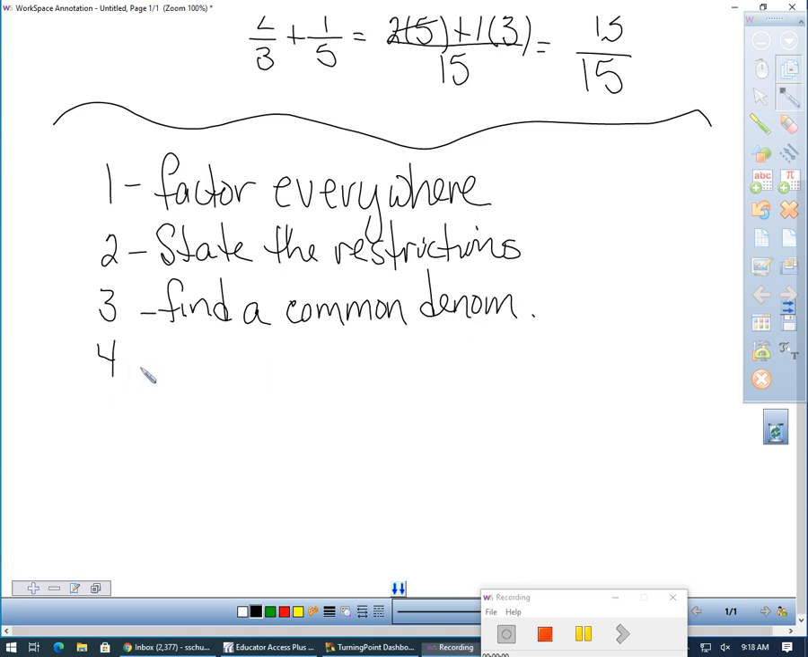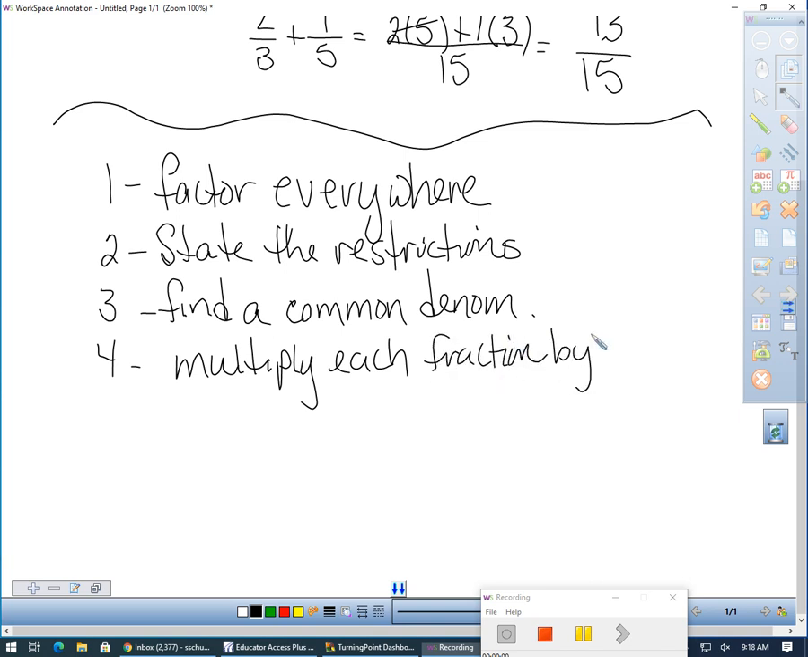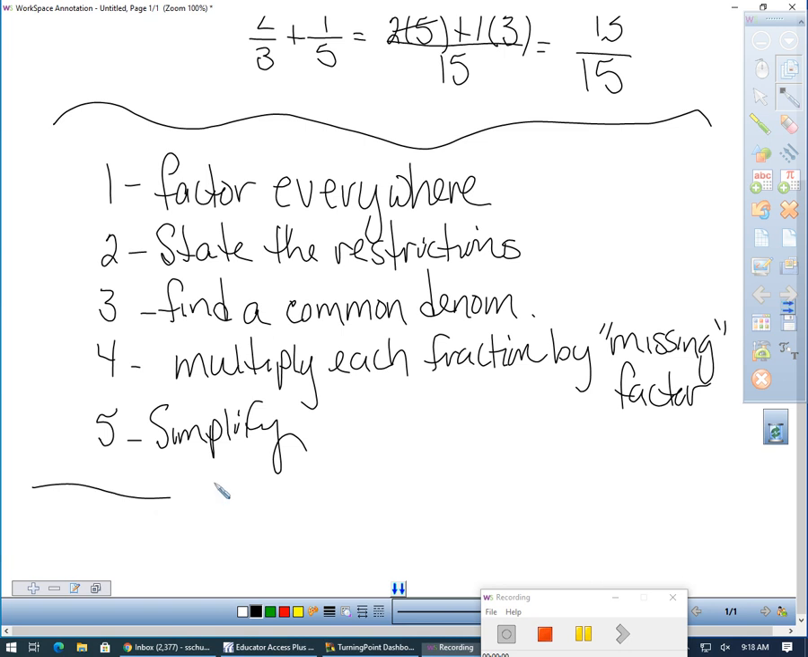Step 4, I want you to multiply each fraction by what I call the missing factor. And then step 5, we're going to simplify. Sounds pretty easy, right? Let's talk about it.